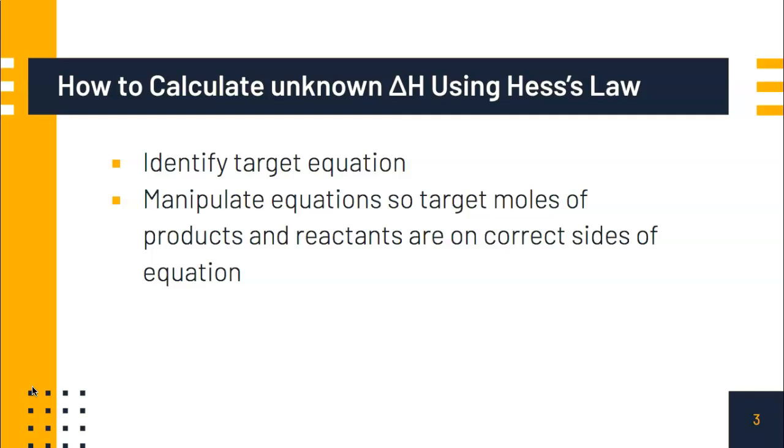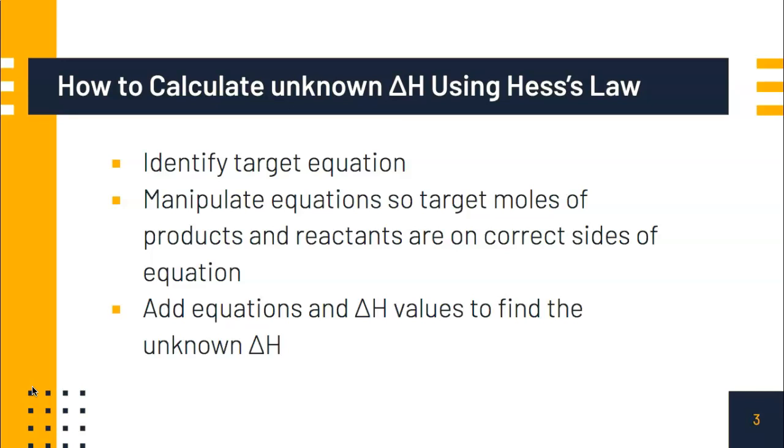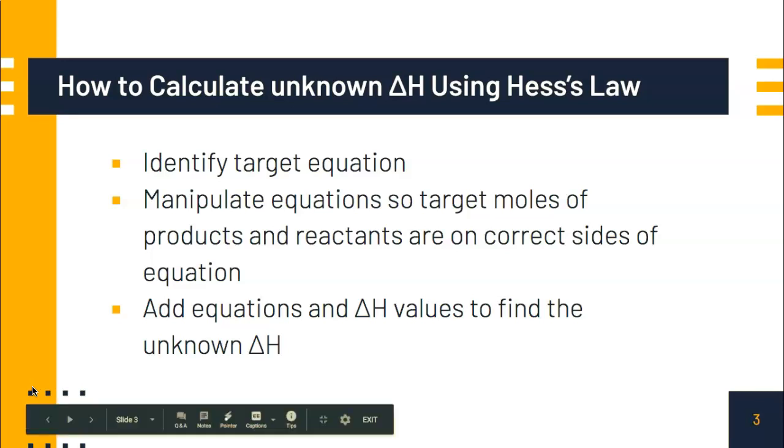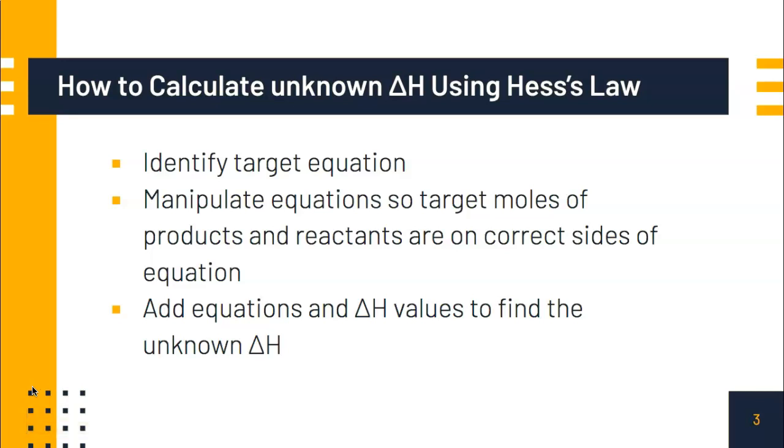And our third step in using Hess's law to calculate an unknown enthalpy is simply to add the equations and the enthalpy values to find our unknown. Once we've reversed our signs appropriately and multiplied by the appropriate coefficients, this is really simple. And we'll see just how simple it is in our very first example.